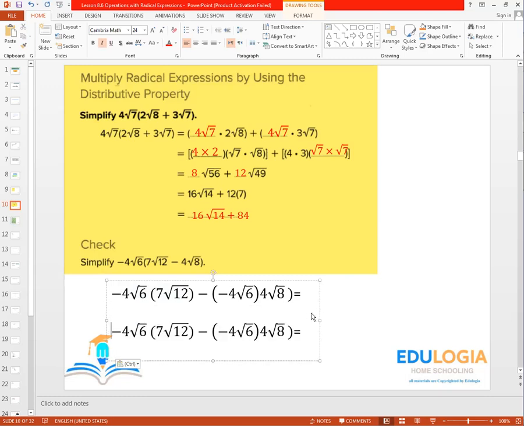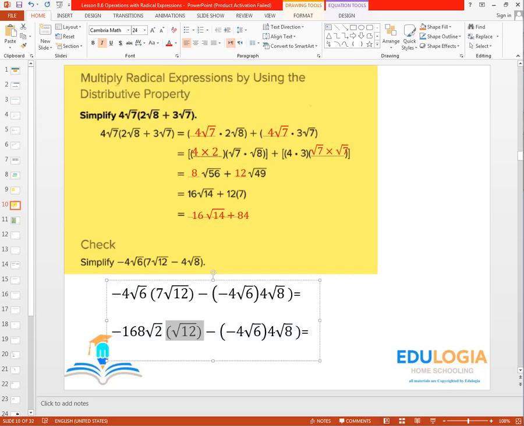Negative 4 times 7 is going to be negative 28. I'm just multiplying after the distribution, the first term. You want to multiply negative 4 and 7? Yes, negative 28, and the root of 6 times 12, which is root 72. 72 is 36 by 2, keeping the 2 here and getting 6 out. It will be 6 multiplied by 28. Calculator: 28 multiplied by 6 is 168. Okay, very good.